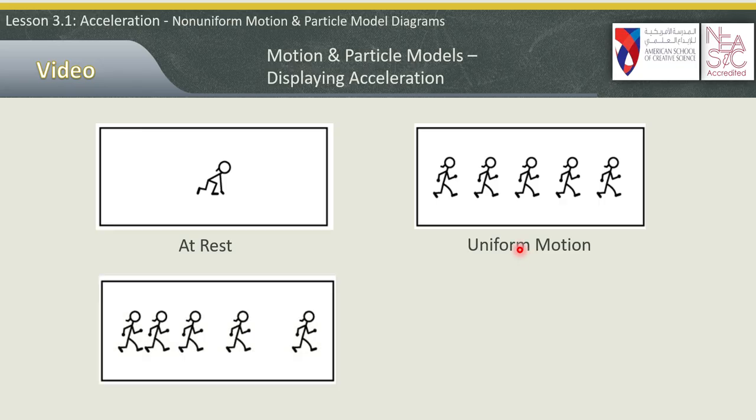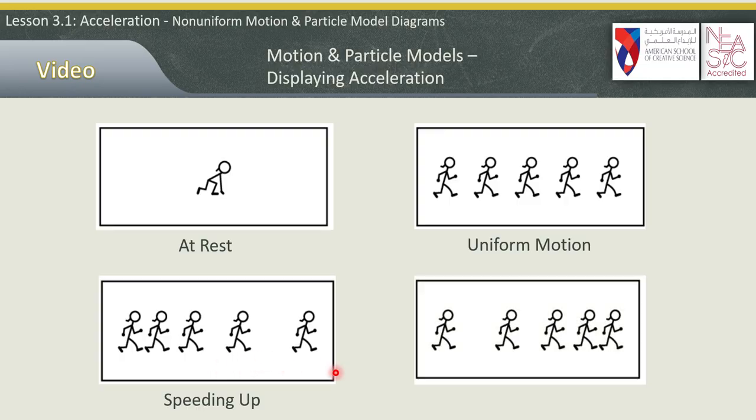In the third picture, the spacing between positions increases from left to right. The runner covers more distance in each equal time step. So the speed is increasing here. This is, of course, a non-uniform motion with acceleration. Here we say the acceleration is in the direction of motion, in the direction of velocity. Here we are speeding up.